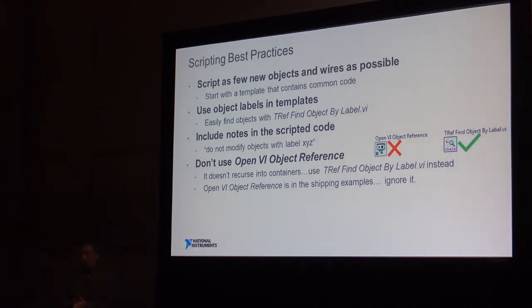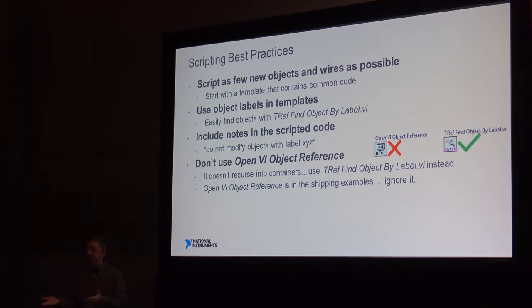So this is one where I diverge from what you're taught. So be careful on this one. There is a function called Open VI Object Reference. If you have scripting enabled, you'll see it in the scripting palette. That function is worthless. Do not use it. Use TREF Find Object By Label. The reason it's useless is because it doesn't look inside of nested objects. So if you've got an object sitting inside a case structure called add, and you call Open VI Object Reference on the diagram and say, give me a reference to add, it's going to say, I don't know what add is.